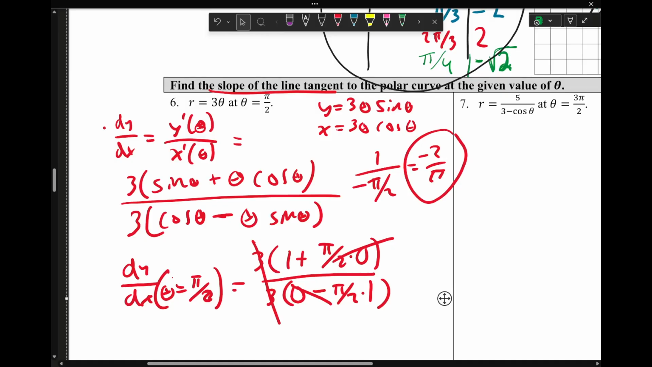Again, I went back to the 9.8 worksheet. You don't have to do anything else, or I'm sorry, 9.7. We're going back to the 9.7 worksheet. You don't need to do anything else on 9.8 at this time.